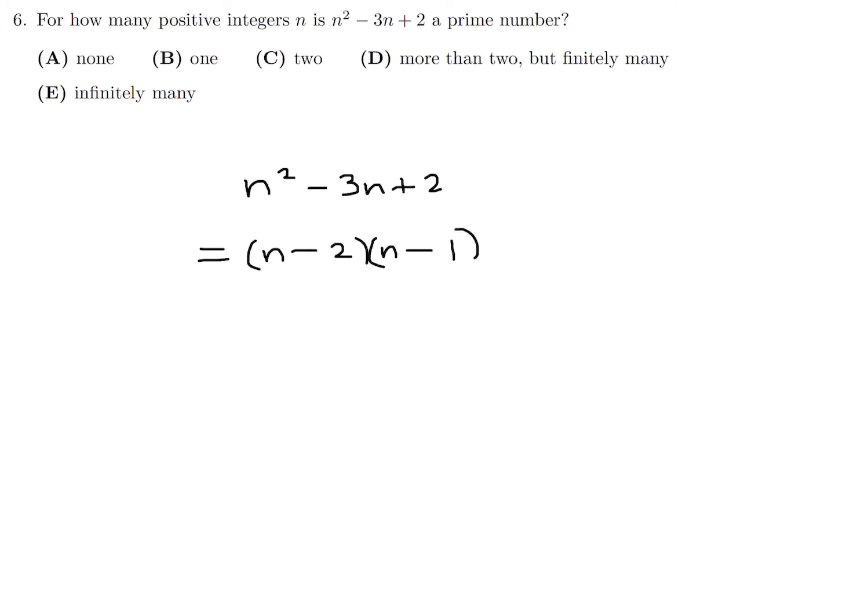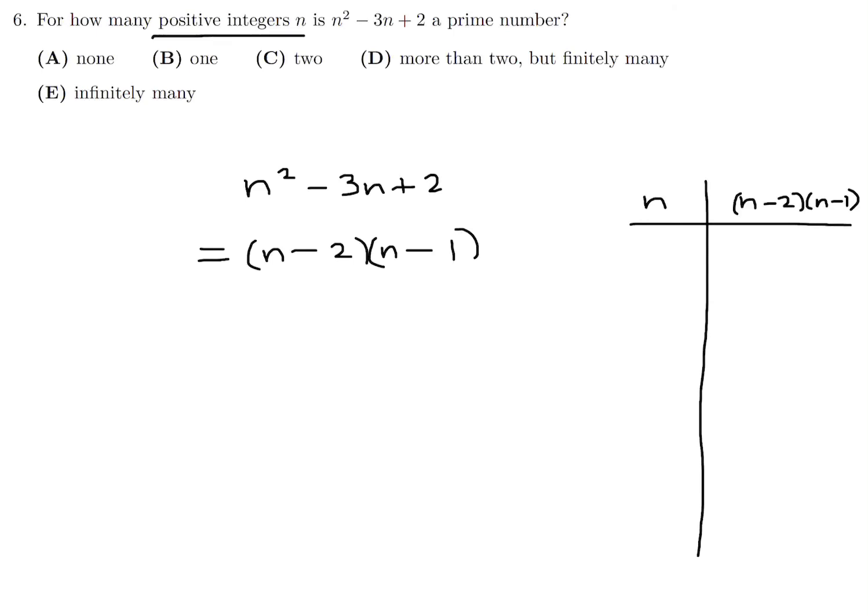And now let's just make a table. What is n, and then what is n minus 2 times n minus 1? All right? So n, what is the property? It's a positive integer. Okay, so let's start with 1. If n is 1, this becomes 0. So 0 is not a prime, right? So this is no good.